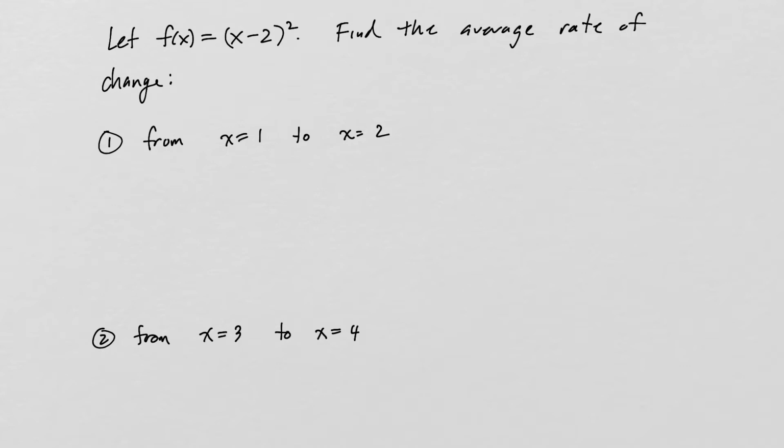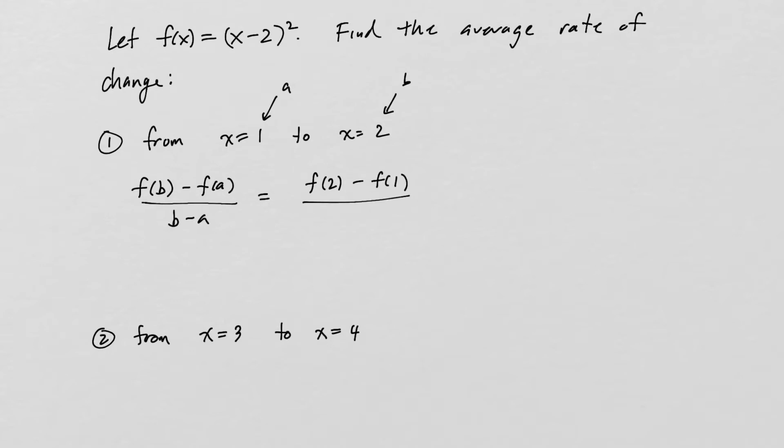The definition for the slope of a secant line, or the average rate of change, is f of b minus f of a divided by b minus a. And for this problem, a is 1 and b is 2. So f of b minus f of a is f of 2 minus f of 1 divided by, and then b minus a would be 2 minus 1.